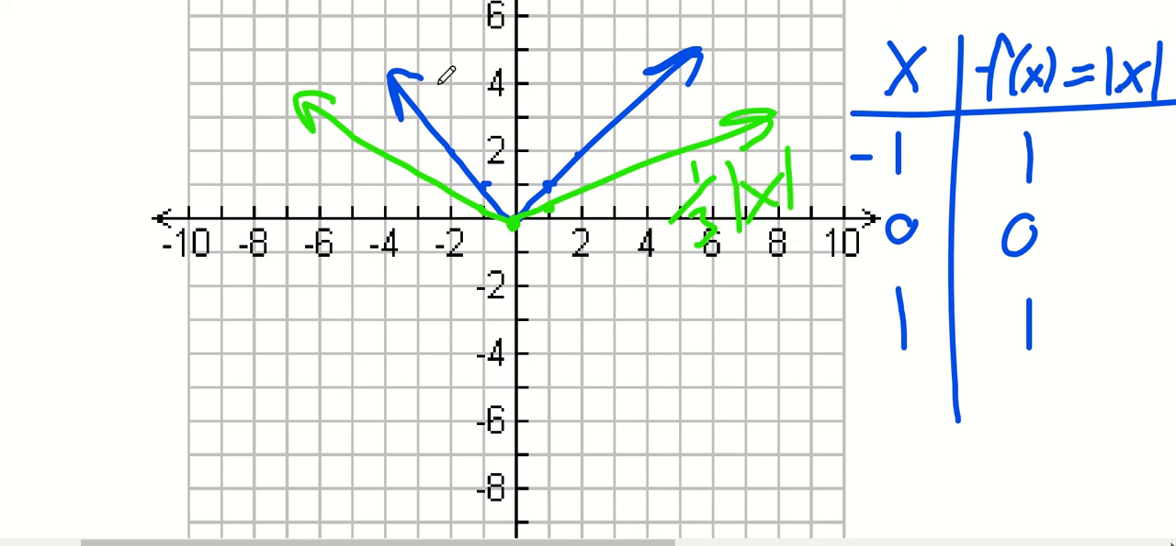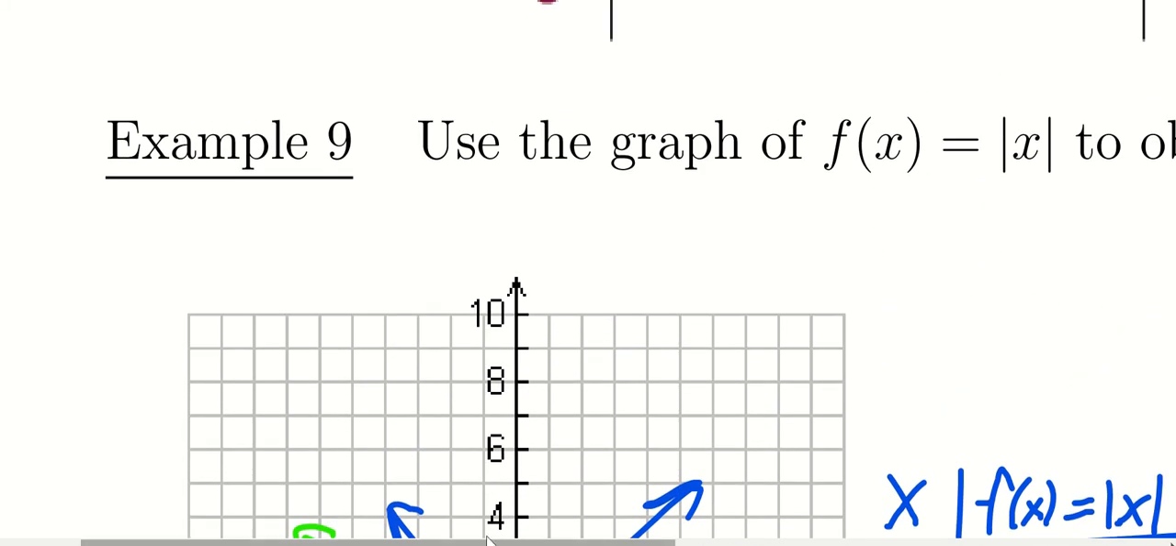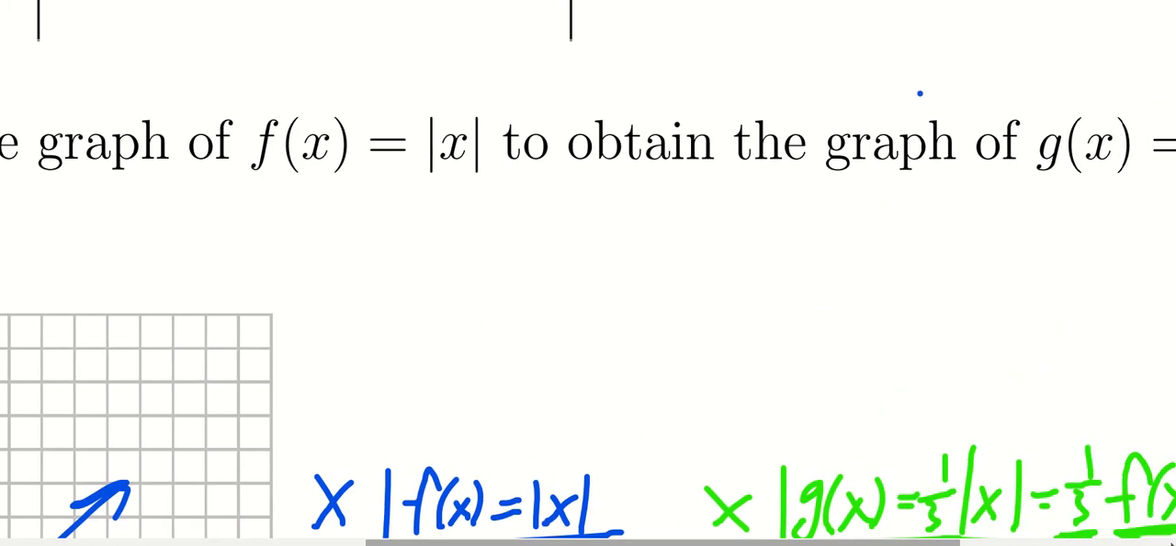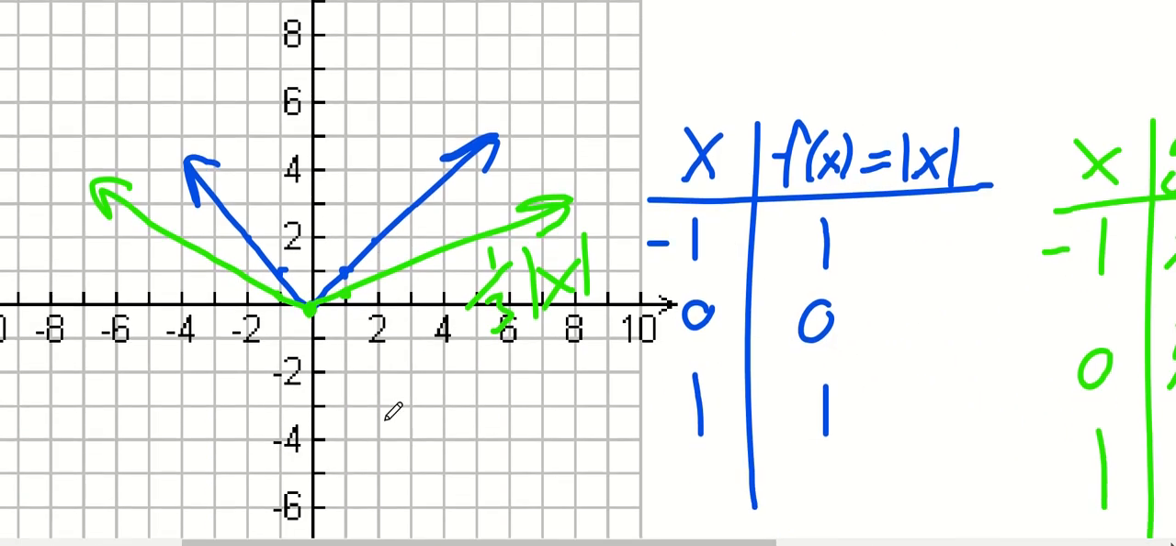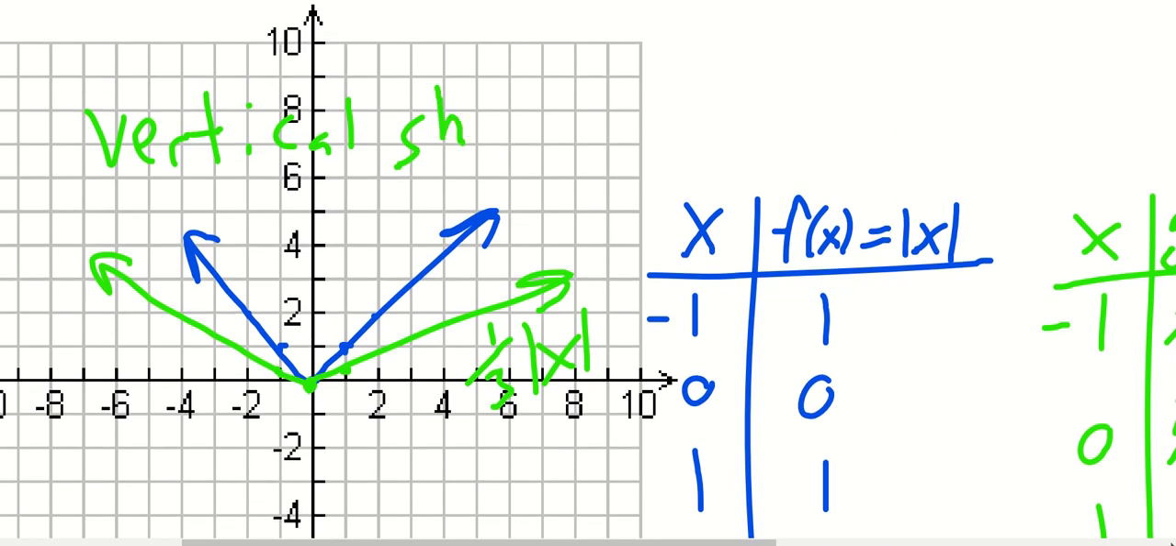And again, you can see what the effect is by multiplying on the outside of the parent function by a number between 0 and 1. The effect that this has created is a vertical shrink, by a factor of a third.